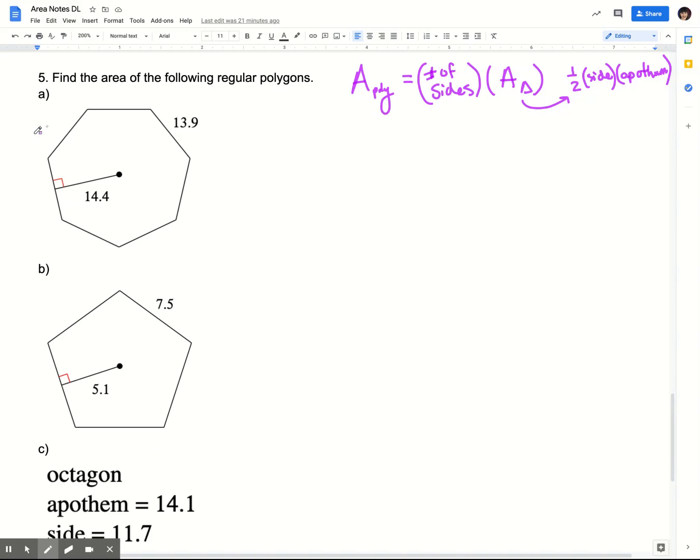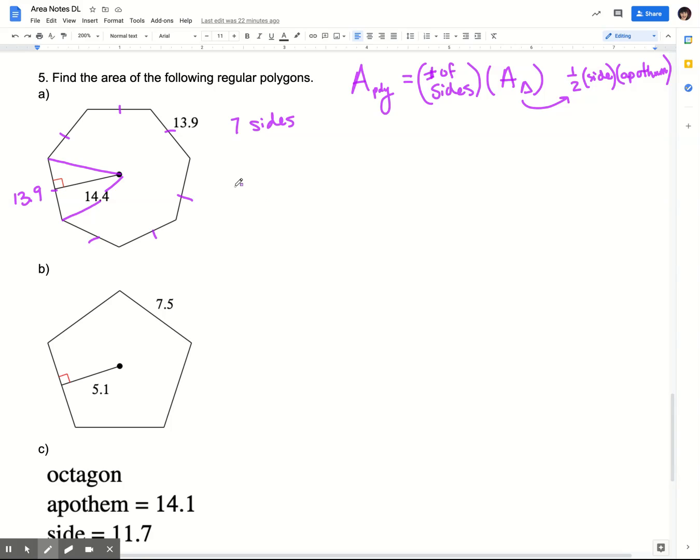All right, so here is my regular polygon. This is a septagon. It has 7 sides: 1, 2, 3, 4, 5, 6, 7. So I have 7 sides, and you can see the apothem that's already drawn. What I'm going to do is draw my imaginary isosceles triangle in here. They also gave me the side length, so each of those sides is 13.9.